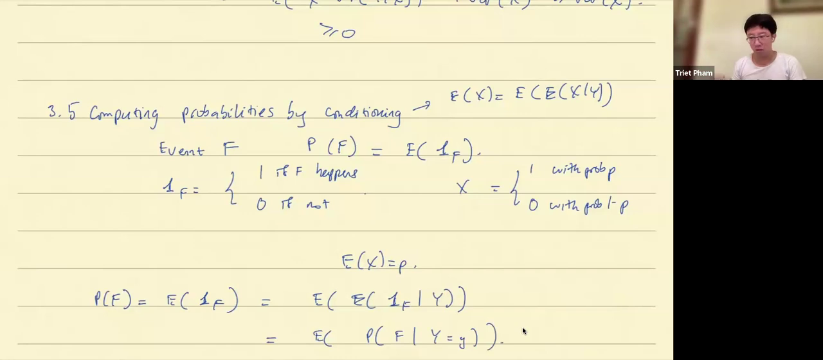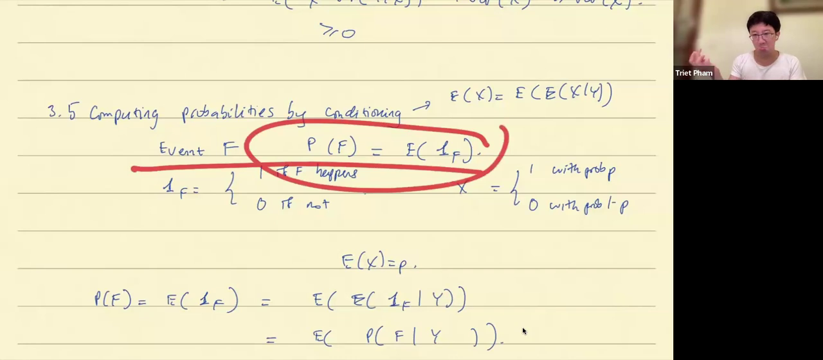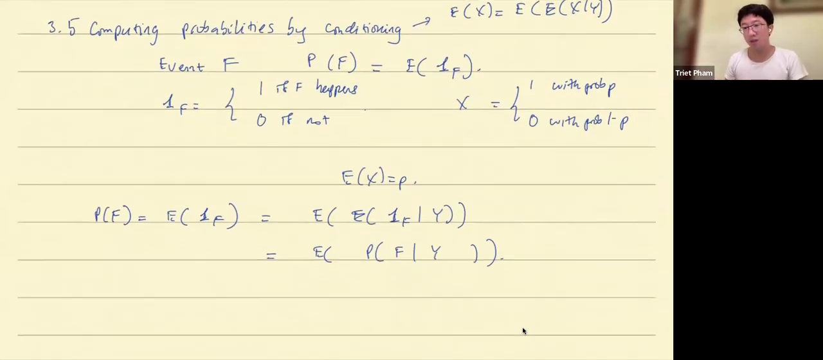So I will drop this, just not to confuse people. The point being is there's nothing new here. It's just really recognizing that probability is an expectation. Any questions so far? Okay.